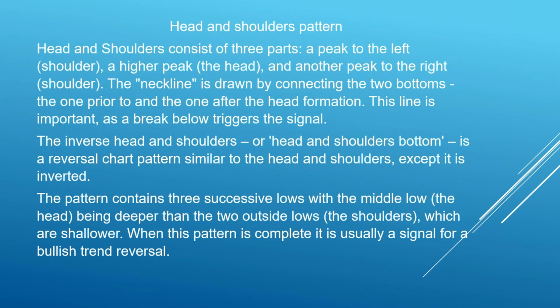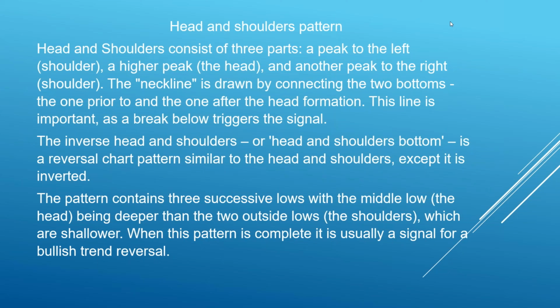So we will start with the most common reversal pattern, which is the head and shoulders. Head and shoulders consists of 3 parts: a peak to the left, which we call a shoulder, and a higher peak, higher than the shoulder, which is called the head, and then another peak to the right, which is the other shoulder, and then the neckline, which is drawn to connect the bottoms between the shoulders and the head. So this line is very important because as it breaks, we get the signal. This is the signal we wait for to enter in the opposite direction.